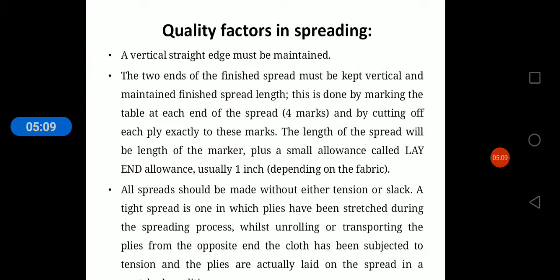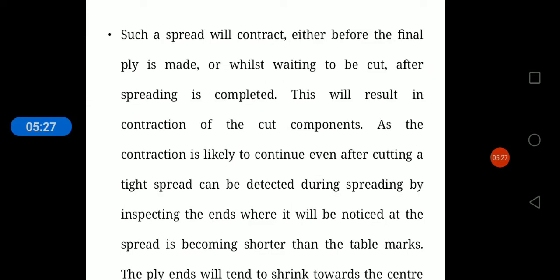So quality factors in spreading mean the vertical edge will be maintained, and the two ends of the finished spread must be kept vertical, and the length of the spread includes an allowance of 1 inch, and the spread must be made without tension. If the cloth has been subjected to tension during spreading, such a spread will contract either before the final ply is made or whilst waiting to be cut after spreading is completed. This will result in contraction of the cut components, as the contraction is likely to continue even after cutting.